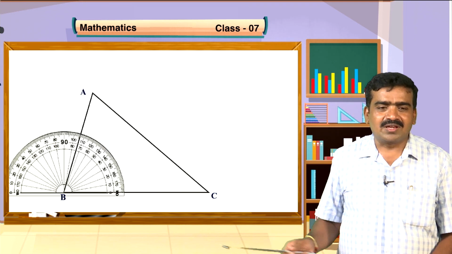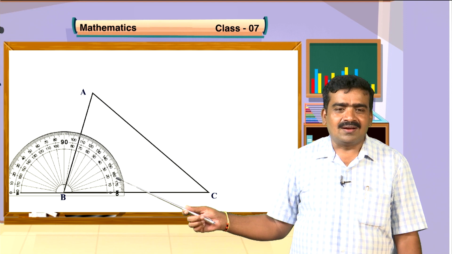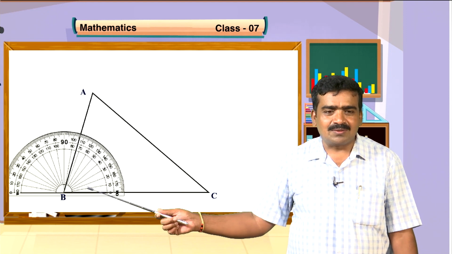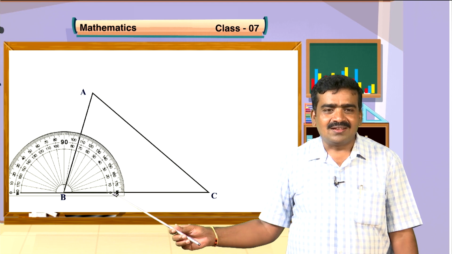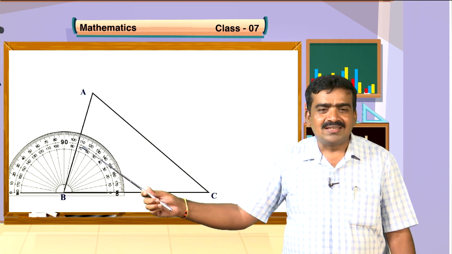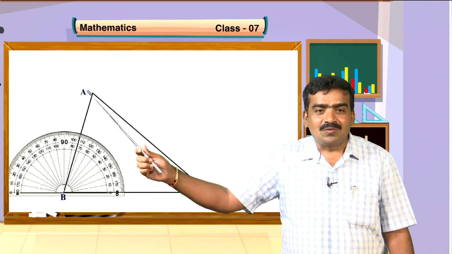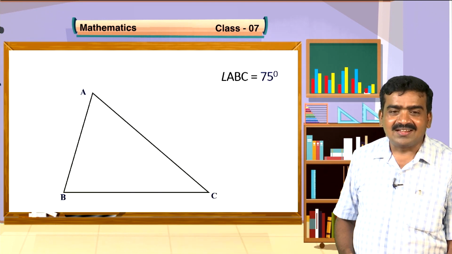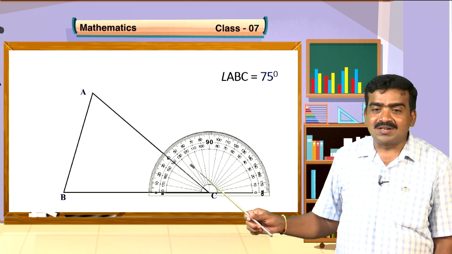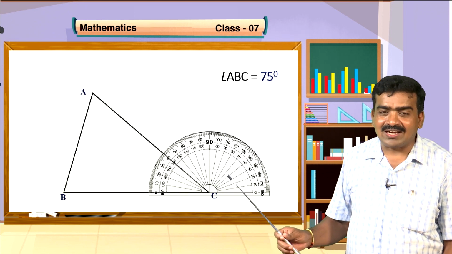Yes. Now, keep the protractor at B. Measure the angle. Because the protractor is towards the left, you have to take the reading from the right. Now, how much is it? 75 degree. What does angle ABC measure? 75 degree.